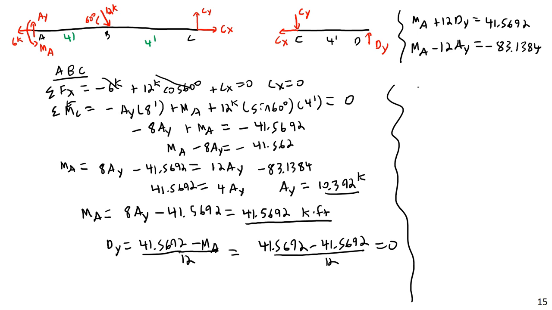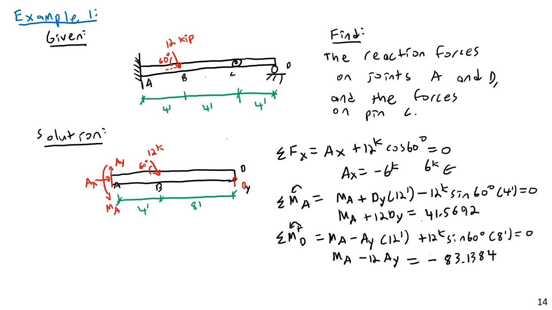So then if I go look at member CD, if I do a simple summation of forces in the y direction, I will get that I have negative cy plus dy is equal to 0. However, we already found that dy is equal to 0, so therefore cy is also equal to 0. So this ended up being a bit of a silly problem. It turns out that there's actually no force being carried by this beam at all. At this pin, everything beyond here is actually completely and utterly useless.